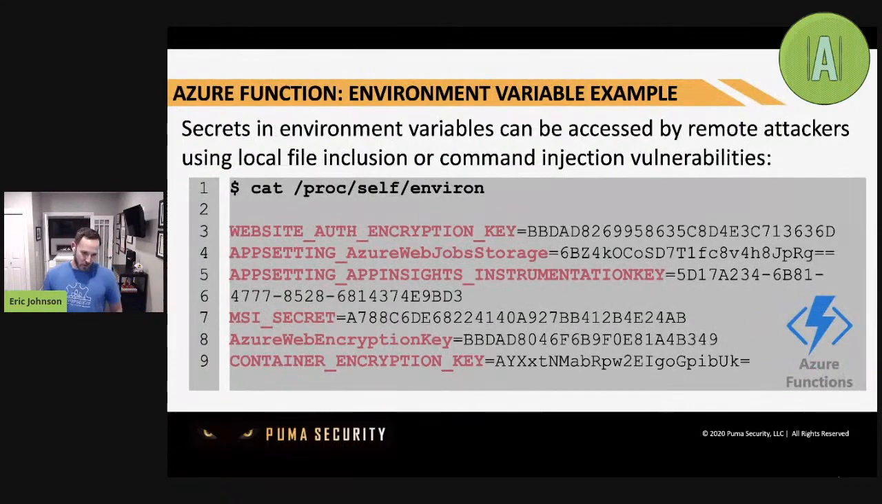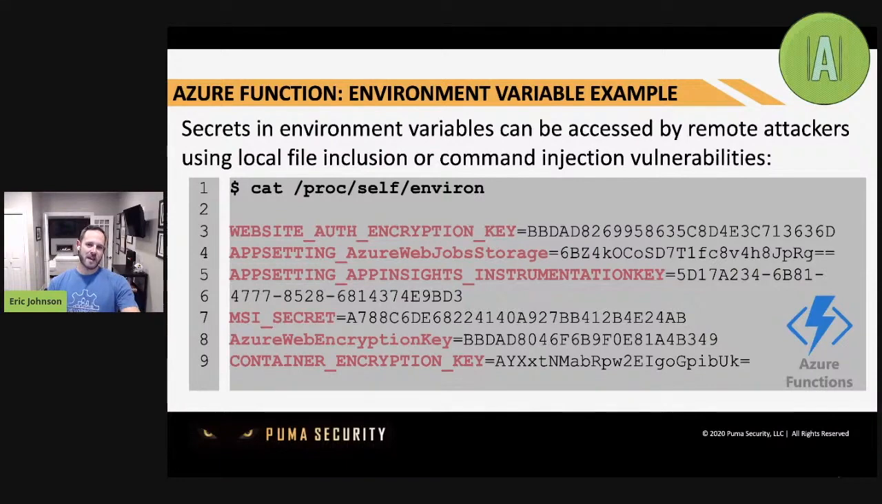Environment variables. Now I'll show you some other examples of this later. Basic LFI in any of these functions can give you the ability to just cat /proc/self/environ and see the environment variables. AWS has some cool stuff in theirs. I'll show you that in a minute. Azure has even more cool stuff than AWS in theirs. GCP has hardly anything useful in their environment variables.